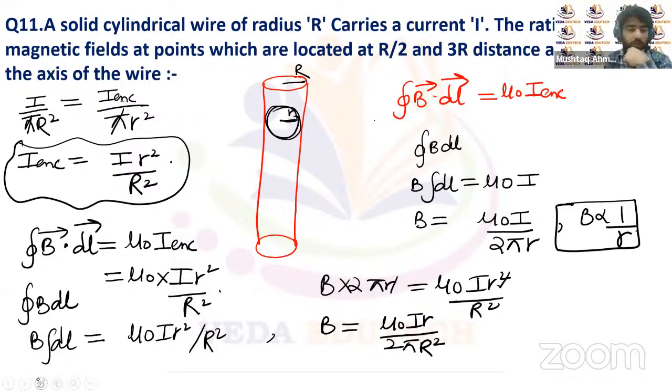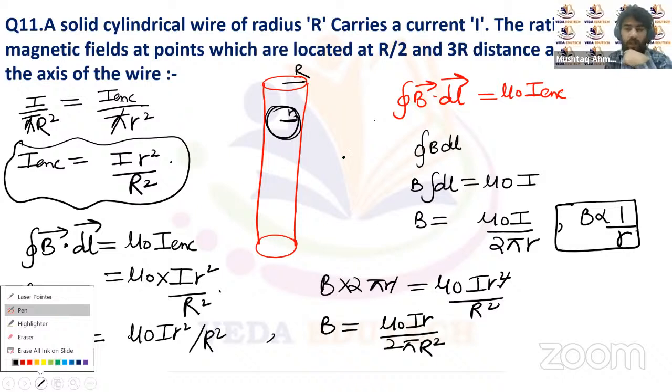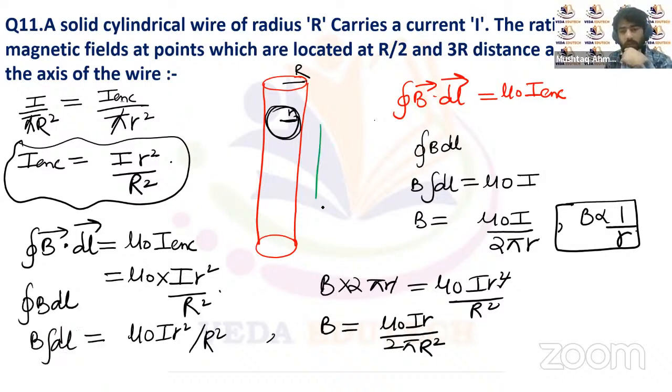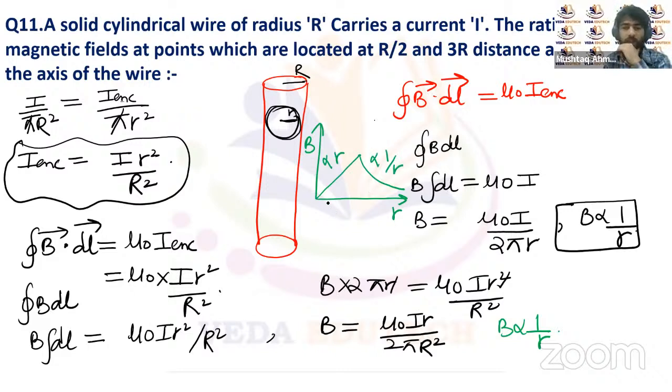So if we plot the graph between the magnetic field inside the cylinder and the magnetic field outside the cylinder, right? Now let's draw the graph. This is the magnetic field as a function of distance r. Now inside the cylinder, magnetic field is proportional to the distance r, and it will become maximum at the surface of the cylinder. So this is the maximum point. Then the magnetic field will start decreasing as 1 by r. So here B is proportional to r, and here B is proportional to 1 by r.